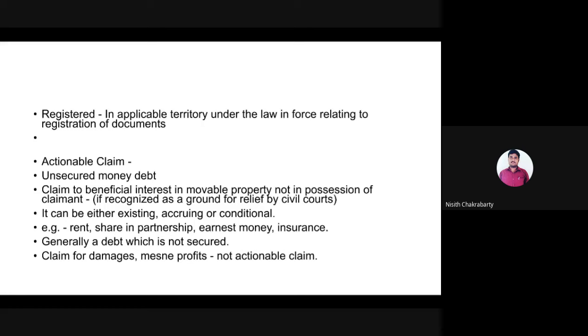Again, you have to know that claim for damages and mean profits, they are not actionable claim. What is a claim for damages? Damages as in I have made a contract with B to purchase certain goods, but then I did not fulfill the contract, I did not purchase it. He can claim damages from me, and my goods were perishable in nature, and that's why they perish in the process. If that is the thing, they can claim damages as per the Indian Contract Act. They can't treat it as an actionable claim here. Mean profits, what is mean profits? They are not actionable claim.